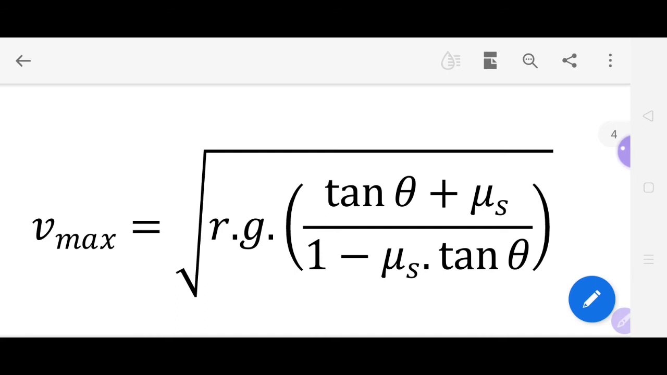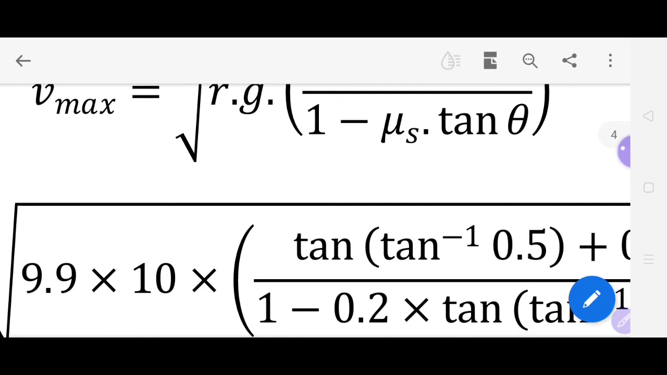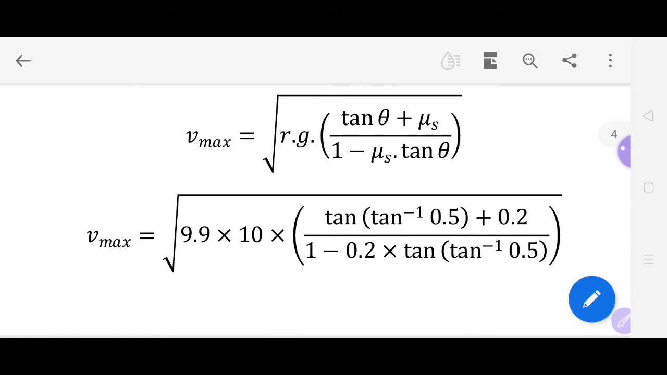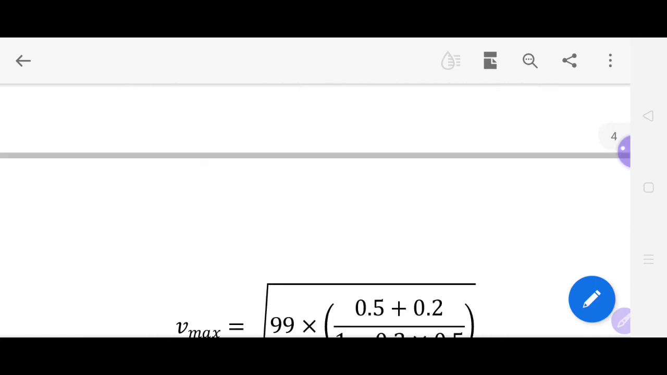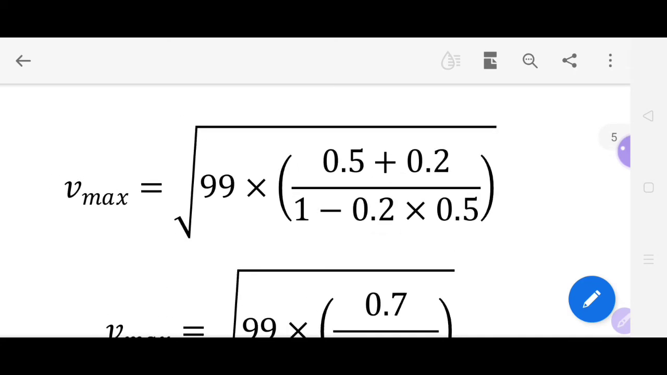The maximum velocity on a bank road with friction is given by square root of Rg in bracket tan theta plus mu s divided by 1 minus mu s into tan theta. Now putting all these values, 9.9 in place of R, 10 in place of g. Tan of theta means tan of tan inverse 0.5, and in place of mu s we are using 0.2. Solving all these values, we get V maximum is equal to 99 in bracket 0.5 plus 0.2 divided by 1 minus 0.2 into 0.5.